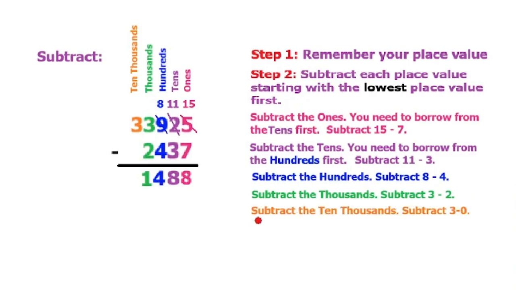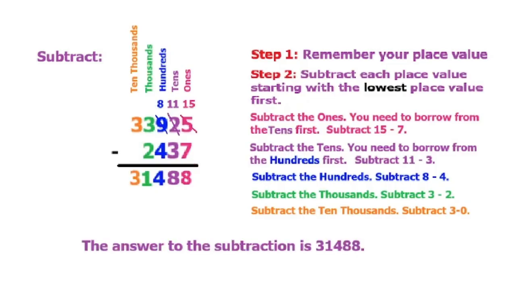Now we subtract the 10,000s. The 10,000s, 3 minus 0. There's nothing here. Okay? When there's nothing there, that's the same as a 0. 3 minus 0 is 3. So the answer to the subtraction is 31,488. And that's the end of that lesson.